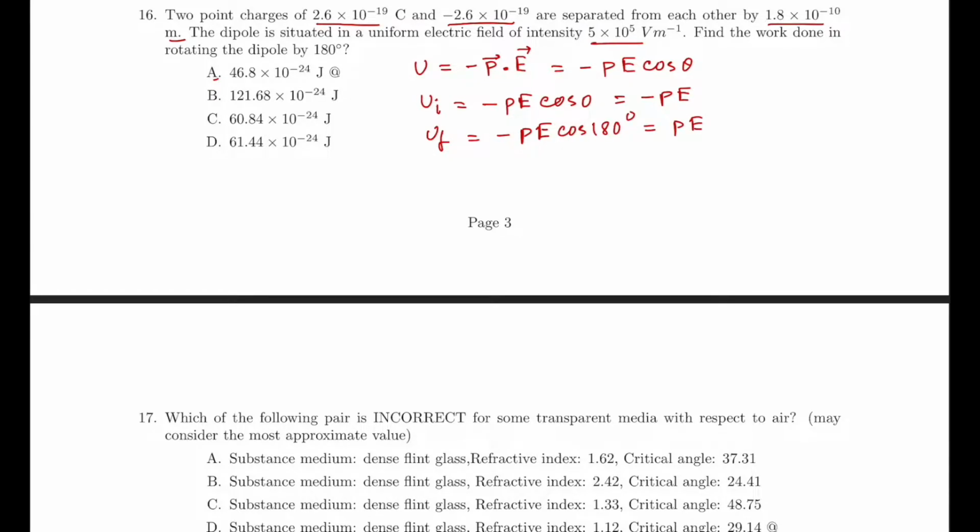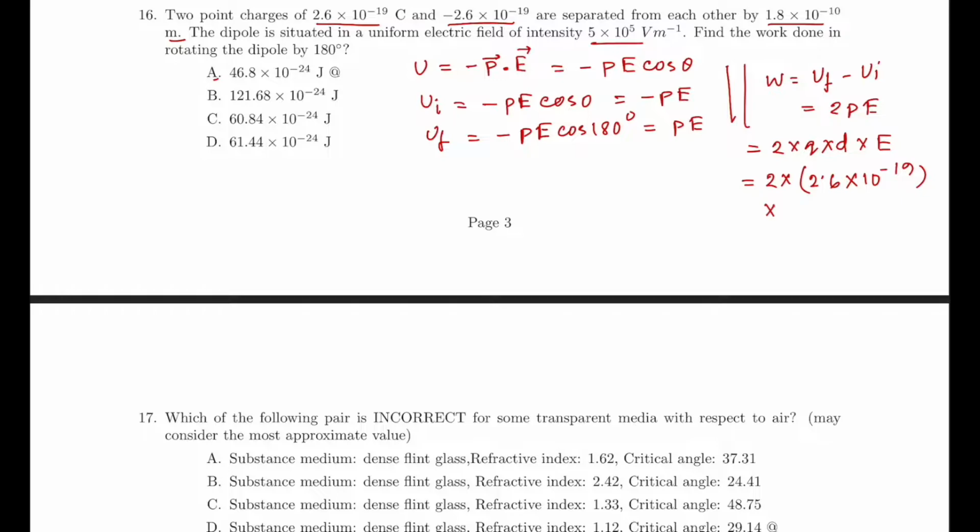So the work done is Uf minus Ui, that is 2PE, and P is basically Q into the distance d into E. Then you have to plug in the values given. 10 to the power minus 19, d is 1.8 into 10 to the power minus 10, E is 5 into 10 to the power 5, and if you calculate this you will get option A.